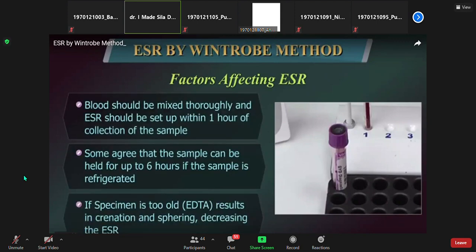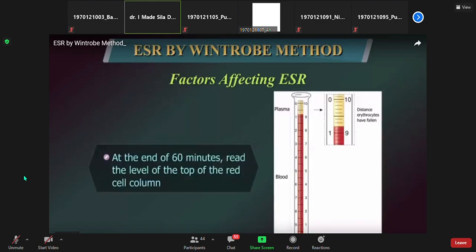Some agree that the sample can be held if the sample is refrigerated. An old specimen results are. At the end of 60 minutes, the fall of the red cells is read as the level of the top of the red cell column in millimeters.